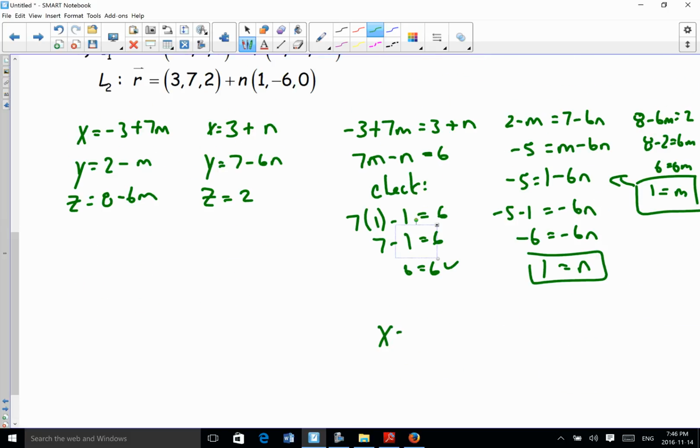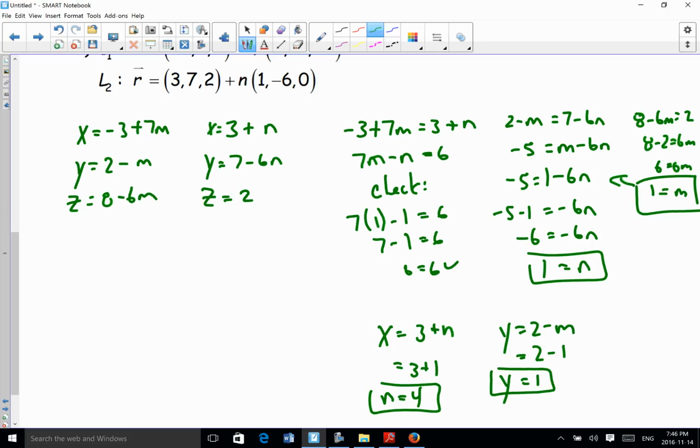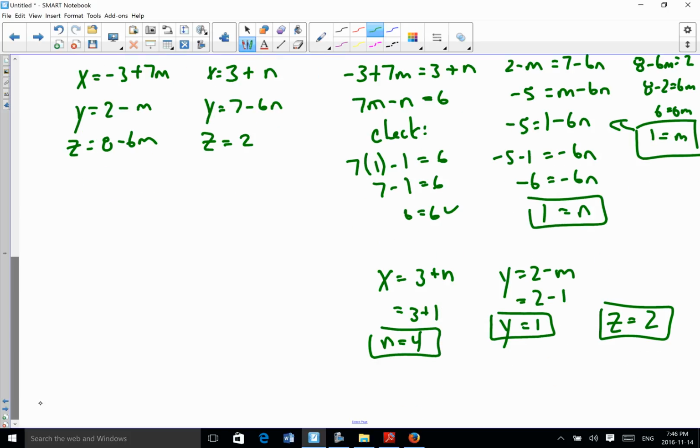Alright, so pick one of your two equations. x equals, I like 3 plus n. n is 1, so 3 plus 1, and x is 4. Okay, y, I like the 2 minus m, so I'm going to use that one, which makes the y value 1. And the nice one is z, well, one of them told me z was 2. So there is our POI. 4, oops, that shouldn't say x, that should say y. 4, 1, and 2.